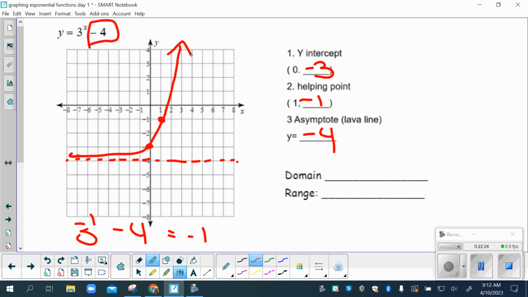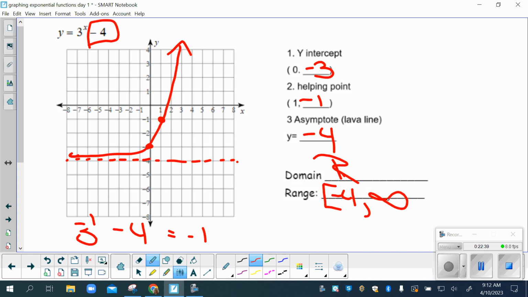Okay, so my domain is all real numbers, and my range, be careful on the range on this one. I can go all the way down to -4 before I catch on fire. So I can't touch -4, and then I am going to go to infinity.